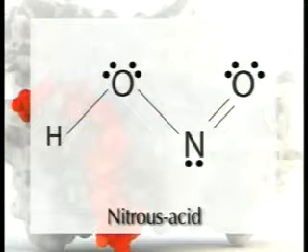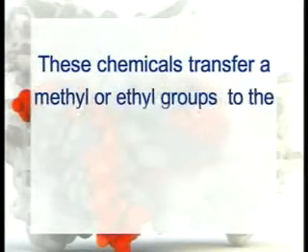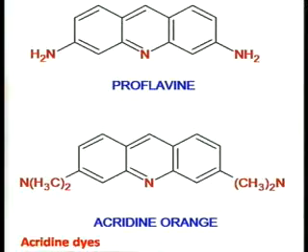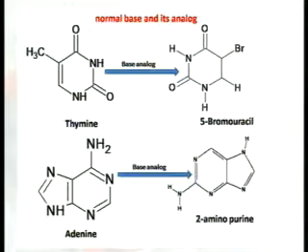These are, number 1, nitrous acid. It causes oxidative deamination of the base in DNA. Number 2, alkylating agents and hydroxylating agents. These chemicals transfer a methyl or ethyl group to the bases such that their base pairing potentials are altered and transitions result. Number 3, acridines. Acridine dyes cause the frame shift mutation. Number 4, base analogues.